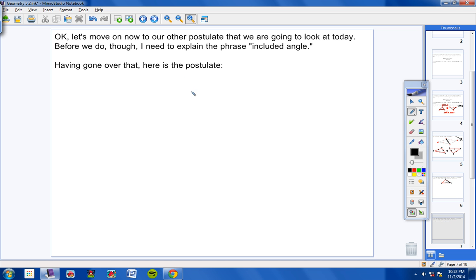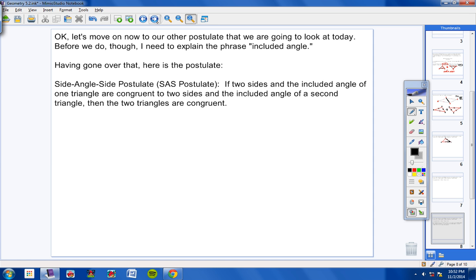Now, here's our second one and our last one for the day. Okay, so please copy this down. Here we go. So, side angle side postulate, and we call this the SAS postulate. Okay. If 2 sides and the included angle, so there's that phrase, okay? So if two sides and the included angle of one triangle are congruent to two sides and the included angle of a second triangle, then we know for sure the two triangles are congruent, okay?